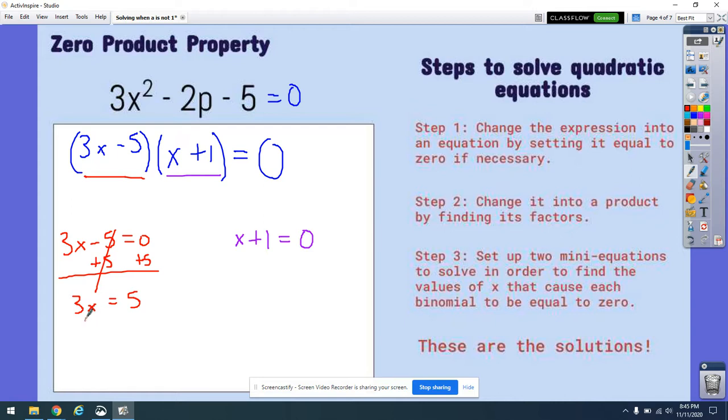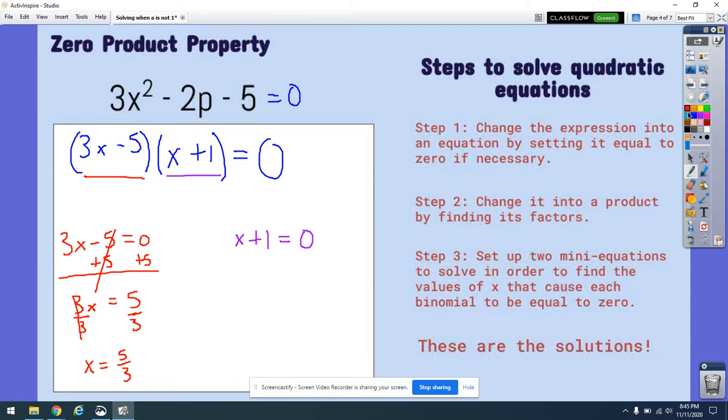Again, get x by itself. So this is now 3 times x. So opposite of multiplication, I'm now going to do division, dividing on both sides. This cancels, and therefore x should equal 5 over 3. So it will give us fractions now for these types of problems for today.